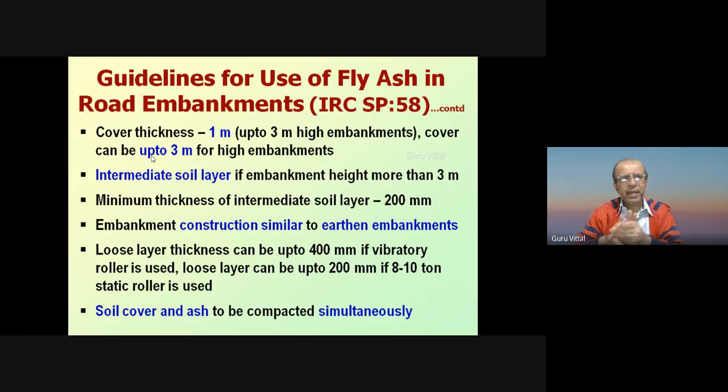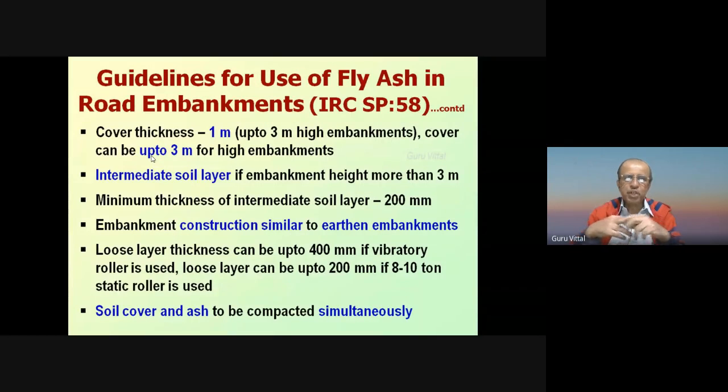Usually for very high embankments like 6, 7, 8 meters high, we provide an earth cover of about 2 meters. Then the intermediate soil layer, if the embankment height is more than 3 meters. So what is this intermediate soil layer? I will show you in the coming slide. Minimum thickness of the intermediate soil layer is 200 mm.